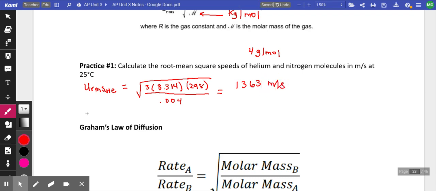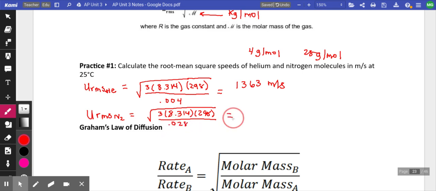I'm going to do the same thing for my nitrogen. I'm going to remember that nitrogen is a diatomic molecule, right? So it doesn't just exist as nitrogen. It exists as this N2. That's going to be equal to the square root of 3 times 8.314 times 298 over, I know that the GFM of that N2 is 28 grams per mole, but again, I need this in kilograms per mole, so that's going to be over this 0.028. Plug that into my calculator, and that should show me that this is 515 meters per second.